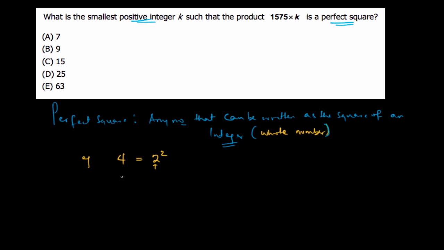What of 9? 9 also is a perfect square, because it can be written as the square of an integer. But let's see 10. 10 is just the root of some number, like the square root of 10 squared, but this is not what we need. We need the square of a whole number. So 10 cannot be written as the square of a whole number, and because of that we say 10 is not a perfect square.